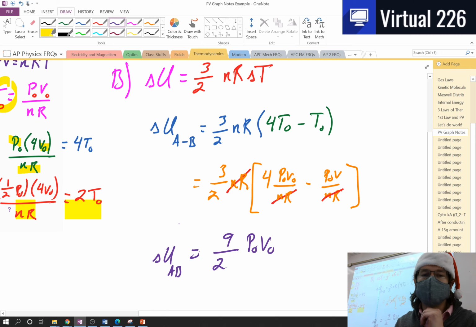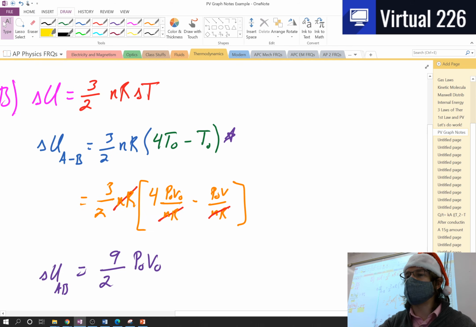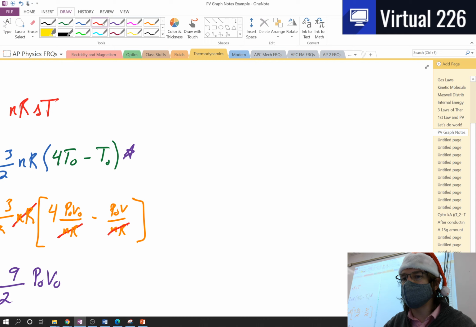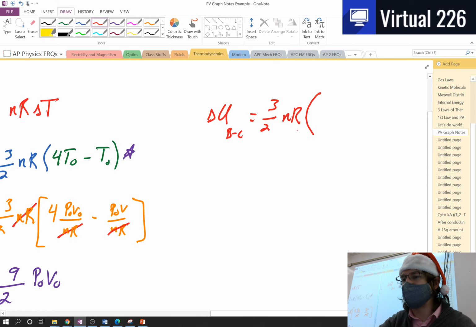If you're like, hey, I'm just going to leave it in T naughts, then you're fine up here. Okay? So let's do this now for B to C, and then C back to A. It's going to be the same process, same exact steps. Going from B to C, we're going to have 3/2 NR, which we know we're going to cancel out in a second once we do our little math.